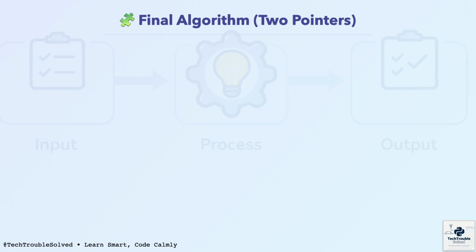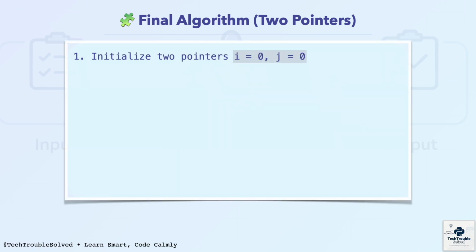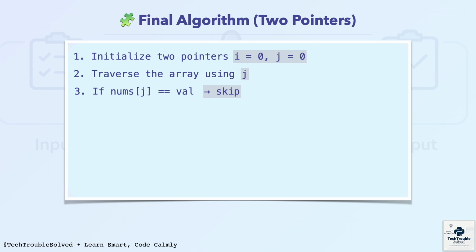Now let's summarize the entire solution in clear steps. First, we initialize 2 pointers, i and j, both starting at index 0. This is because we are scanning the entire array. Next, we traverse the array using pointer j. Pointer j scans every element from left to right. At each position, we check whether the current value is equal to val.